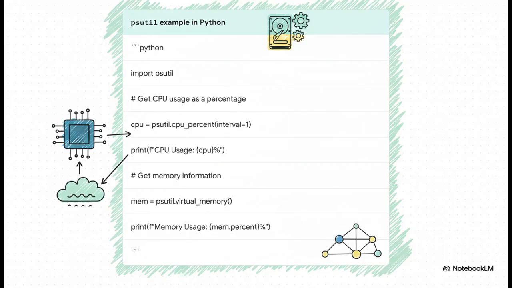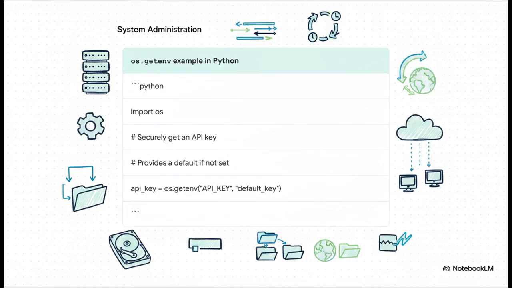Here's a perfect example of how easy this can be. With just a handful of lines of Python and this great library psutil, you can get real-time info on your CPU and memory. I mean, this is incredibly powerful when you're trying to hunt down performance bottlenecks in your own applications. And here's another critical practice, managing your configuration.